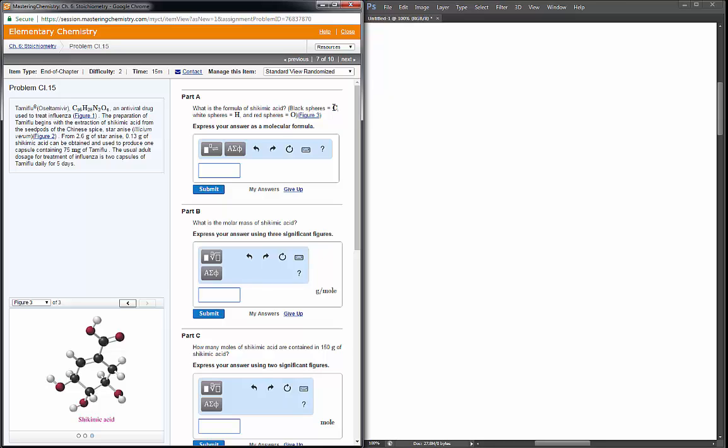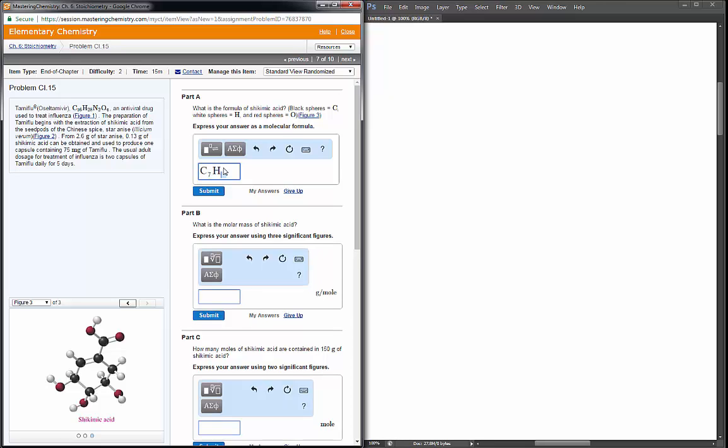So the first question they have here, what is the formula of shikimic acid? And they tell us the black spheres are carbon, the white spheres are hydrogen, the red spheres are oxygen. And figure 3 here shows this three-dimensional image of shikimic acid. And if we look carefully, I think you'll see we count 7 carbon atoms, that is 7 black spheres, and 10 hydrogen atoms, that is 10 white spheres, and 5 oxygen atoms, that is 5 red spheres. So that's going to be C7H10O5.